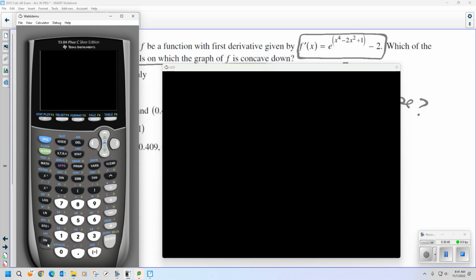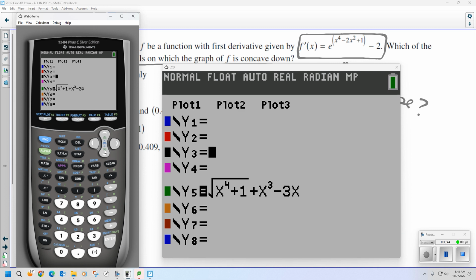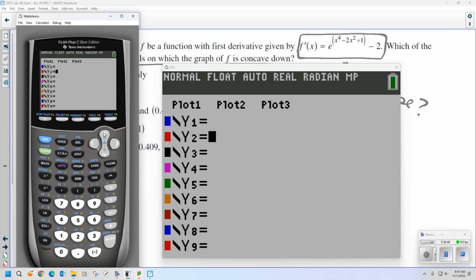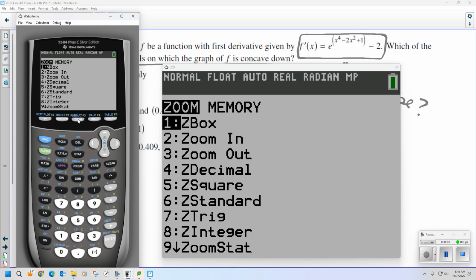And thank God we get to use a calculator, because that's going to make life so much easier. Turn this on, go to y equals. Let's clear that out. Let's go back up here to blue. And I'm going to put in e raised to the x to the fourth. It's a heck of an exponent. Minus 2x squared plus 1. I need to pop off that exponent and subtract 2. Let's go to zoom and go back to a standard 10 by 10 window. That's choice 6.